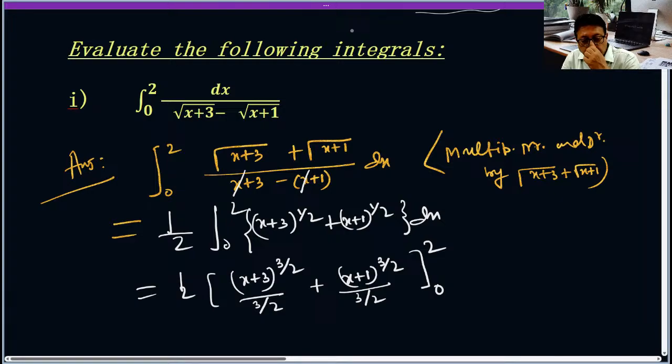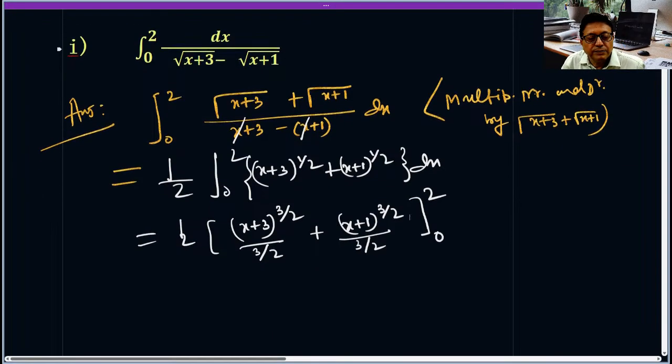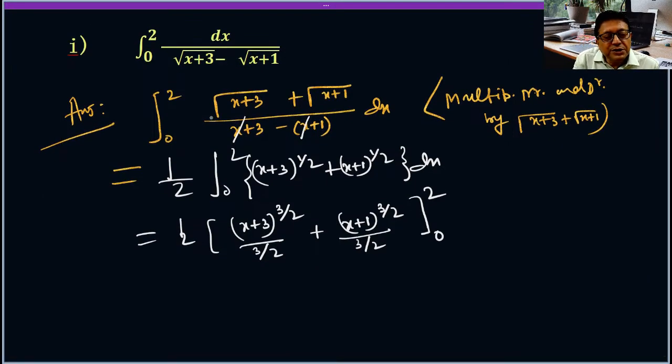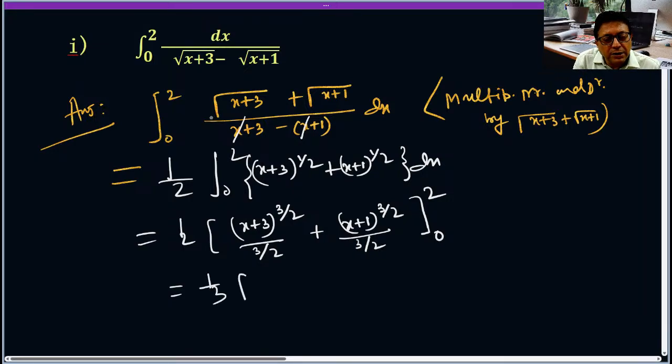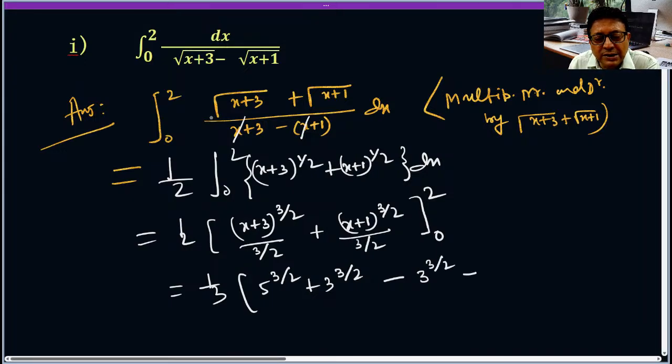Alright. So this thing is going to be 1/3. Put x equal to 2 over there: 5 to the power 3 by 2, 3 to the power 3 by 2, minus, then the lower limit x equal to 0: it is 3 to the power 3 by 2 minus 1 to the power 3 by 2.